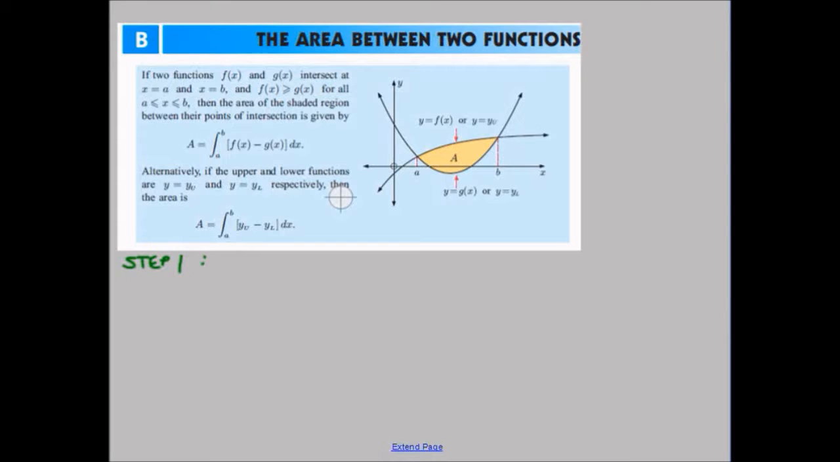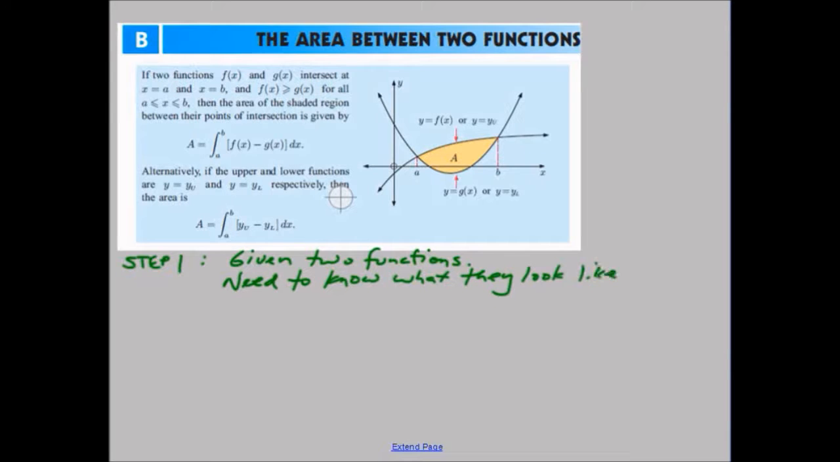know what the graphs look like. So we're going to be given two functions. They might be called f of x and g of x. We need to know what they look like. The reason we need to know what they look like is because we need to know which function is on top and which function is underneath of the area that they create.